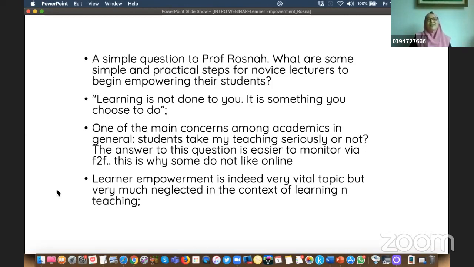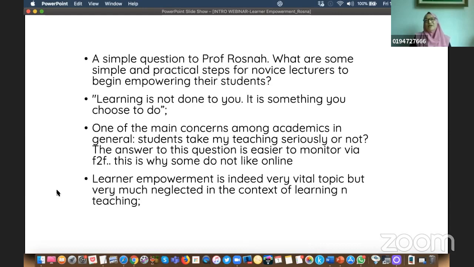Okay, the second one: learning is not done to you, it's something you choose to do. Is it a question or sharing? I think that's just a kind of statement, sharing. I agree. Yeah, it's something you choose to do. This time from Dr. Sharifah, I think, Sharifah Zaina.